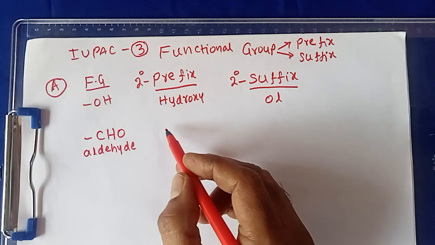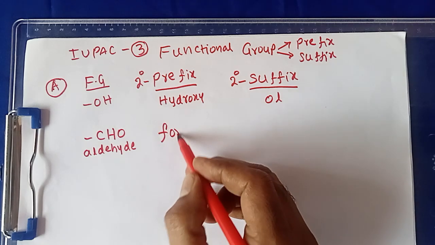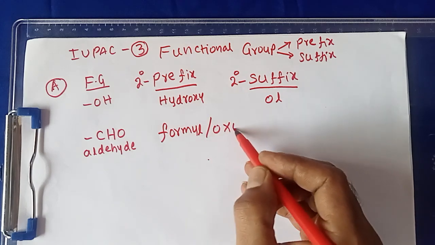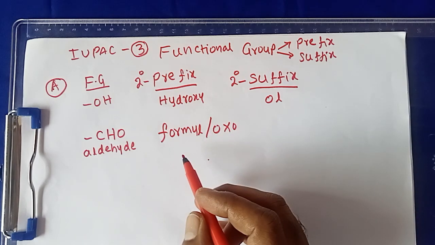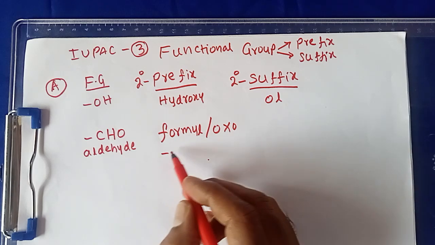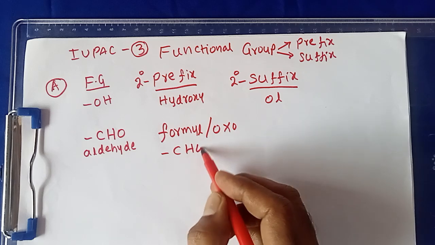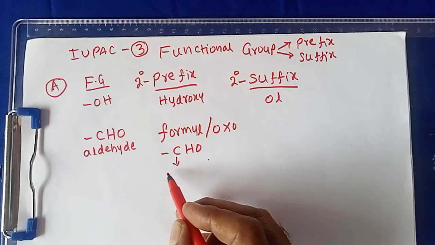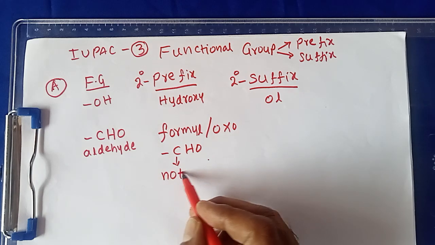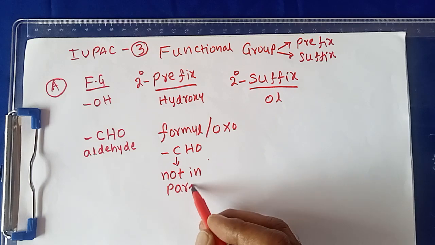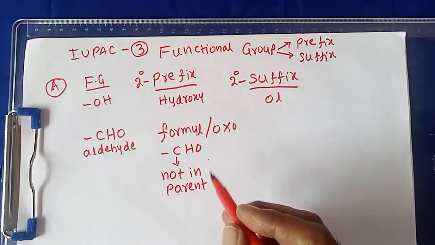Now, what is the prefix? Formyl or oxo. For these two, one difference is there. In the formyl secondary prefix, if you use the CHO functional group, formyl, this carbon is not in the parent chain. That is the main difference. Not possible to take in the parent chain.